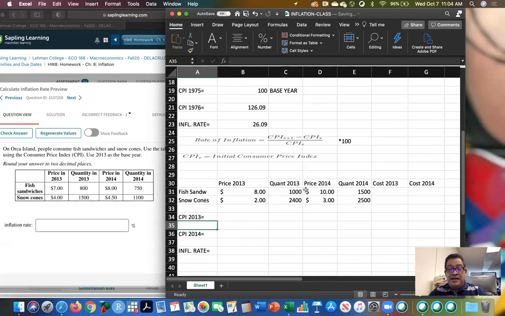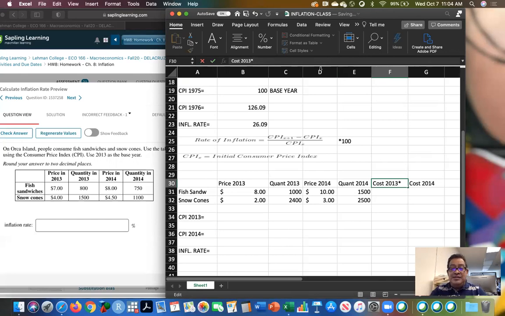We multiply price and quantities. We find the sum for the two. We determine which one is the base year. In this case, the base year is going to be 2013. It can be the opposite. The base year can be 2014. So we do exactly the same, right?